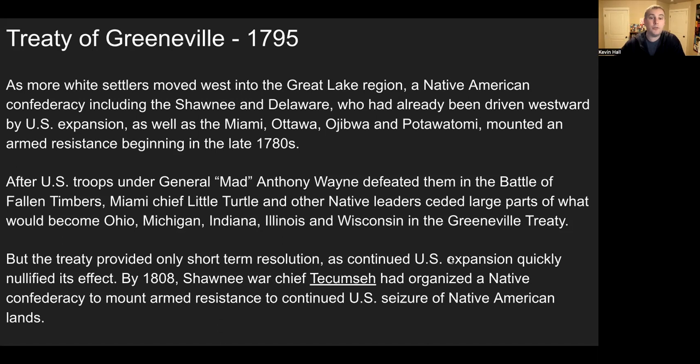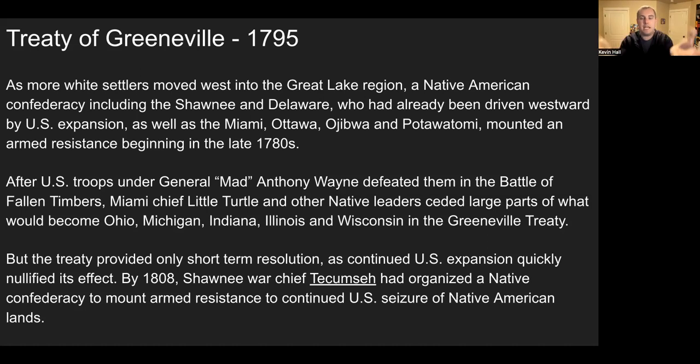After United States troops under General Mad Anthony Wayne, okay, anyone with the nickname Mad, things aren't going to be good, defeated them in the Battle of Fallen Timbers, Miami Chief Little Turtle and other Native leaders ceded large parts of what would become Ohio, Michigan, Indiana, Illinois, and Wisconsin in the Greenville Treaty.